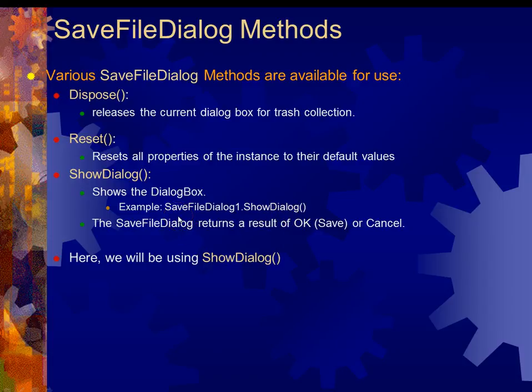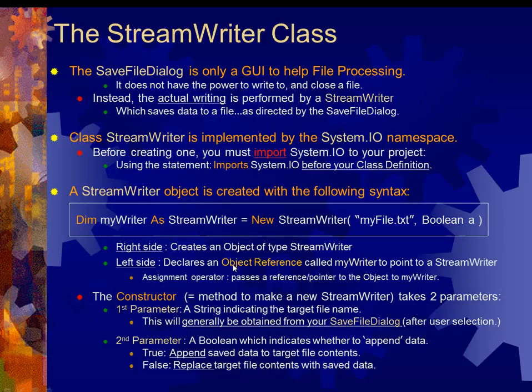Okay, that save file dialog returns a result of OK or cancel. Okay, here we will be using the show dialog method. Okay, and we have to do something else. We have to use what's called the stream writer class. Okay, and that does all the work of writing all of the data to a file.